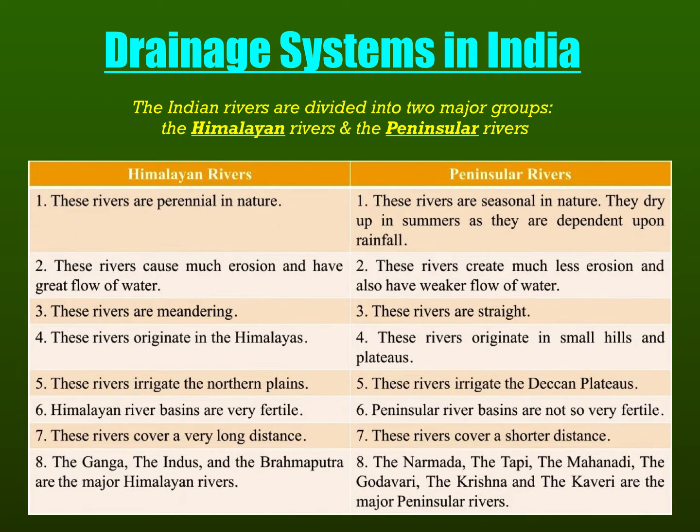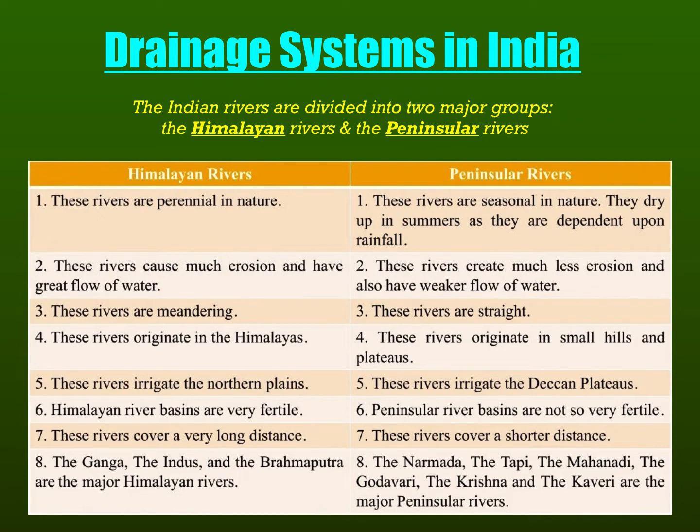Second point, these rivers, means the Himalayan rivers, cause much erosion and have great flow of water, whereas the peninsular rivers create much less erosion and also have weaker flow of water, because they are carrying water for only 4 to 8 months. Third point, the Himalayan rivers are meandering, means they take turns and form the landforms. The peninsular rivers are straight. Fourth point, the Himalayan rivers originate in the Himalayas, whereas the peninsular rivers originate in the small hills and plateaus. Fifth point, the Himalayan rivers irrigate the northern plains, whereas the peninsular rivers irrigate the Deccan plateau.